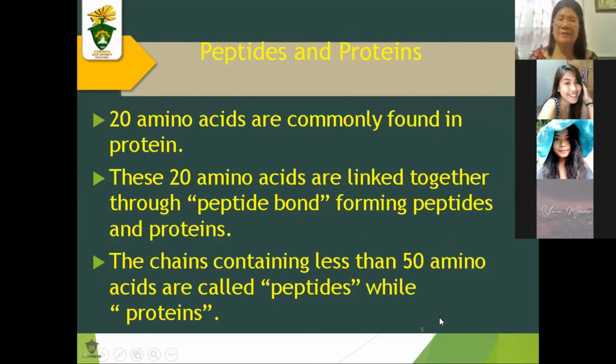So, peptides and proteins. So, how many amino acids? Let's have a recap. There are 20 commonly occurring protein amino acids. No? Common siya. These 20 amino acids are linked together to form a peptide bond. Later na siya, next na to siyang lecture. Now, how to form a peptide bond. No? How will you know?